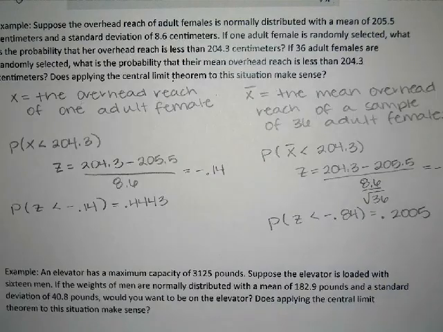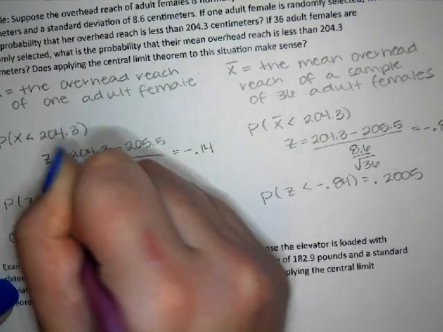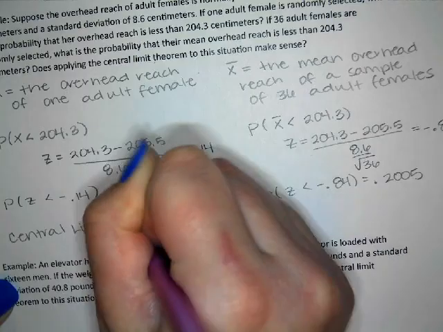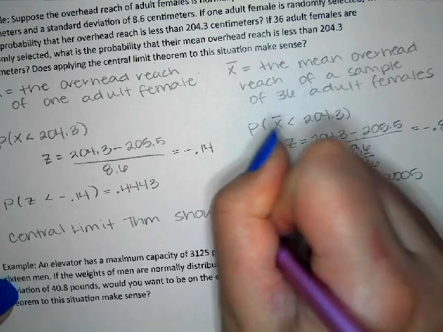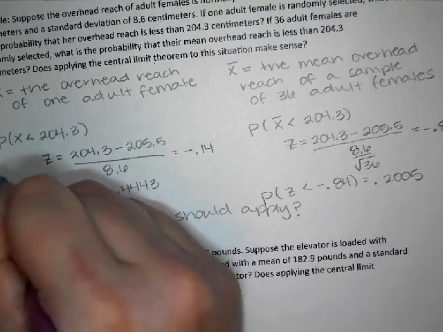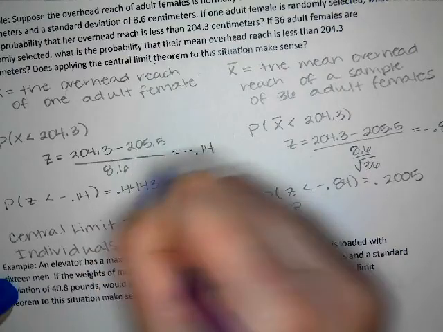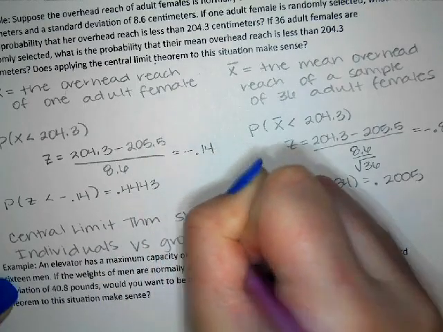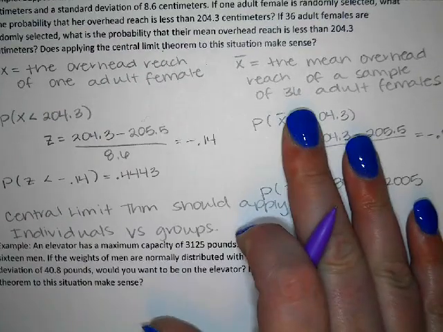So when we look to see if the central limit theorem should apply, you're always going to ask yourself whether it should apply to an individual person, the answer to this question, or to a group. And that's going to determine which of these scenarios you're going to calculate to answer a question. So here, because of the way the questions were phrased, we calculated both.